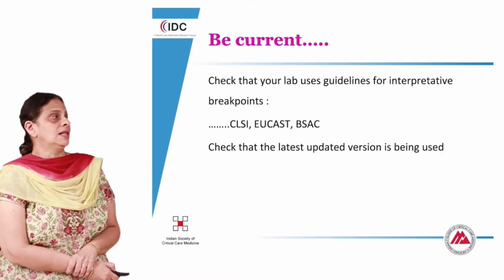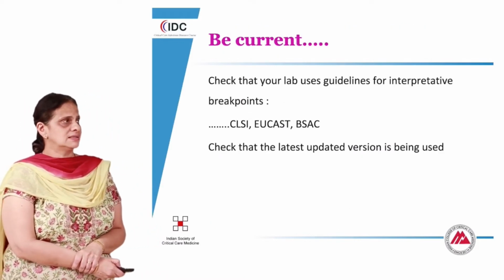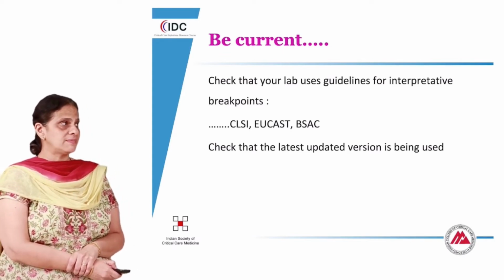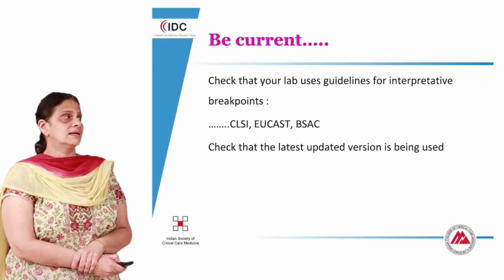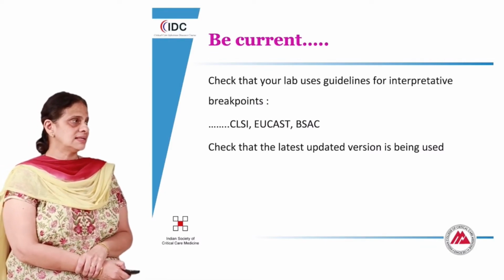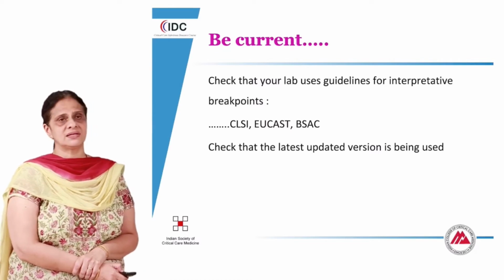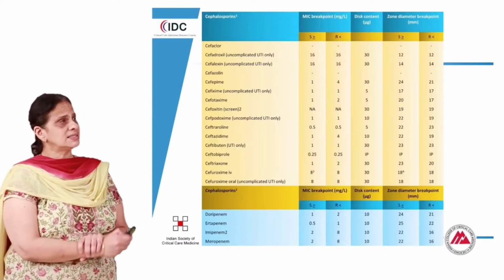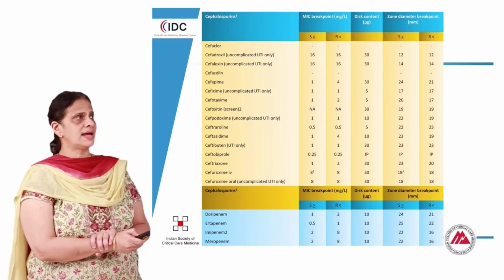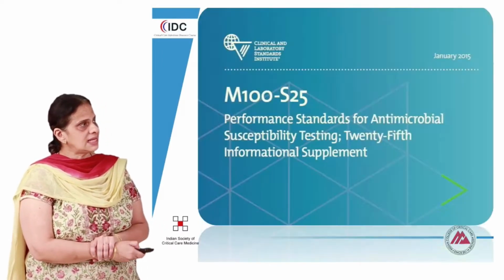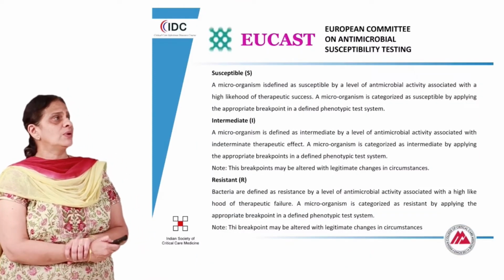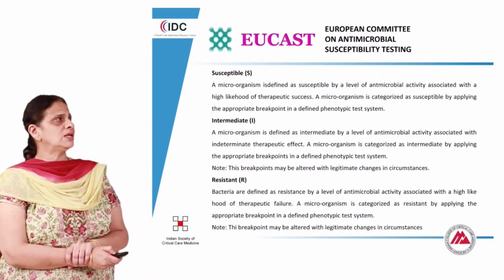I would urge you to be current, to make sure that the lab that is helping you with your antibiogram uses internationally based guidelines, CLSI or EUCAST, and check that the latest updated version is used. For example, this is how the guidelines would look. There's an MIC breakpoint and a zone diameter as well. CLSI is one of them, and this is the latest as far as this year is concerned. You have EUCAST guidelines that are available freely on the net.